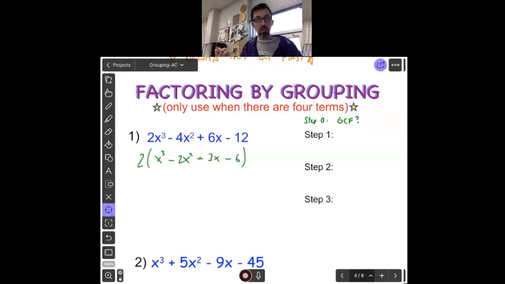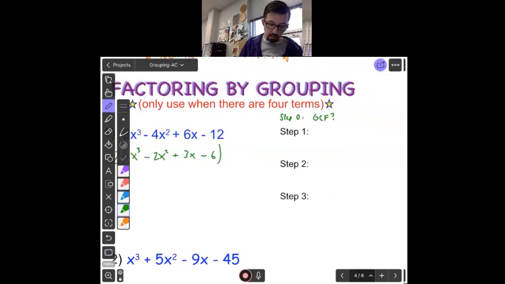We pulled out everything we could, but now we have more tools. There's nothing in common here, but is there something else I can do? Because there are 4 terms, factoring by grouping is your go-to method. The first step with factoring by grouping is to break the problem into 2 groups.